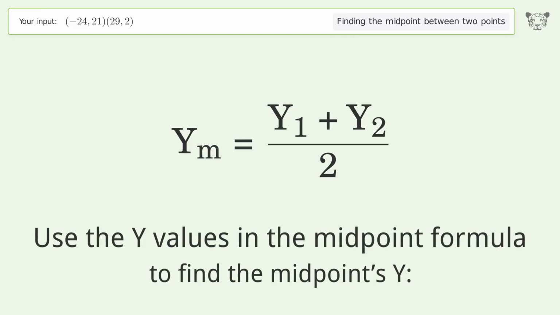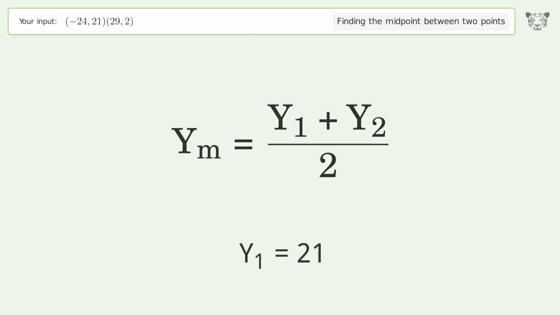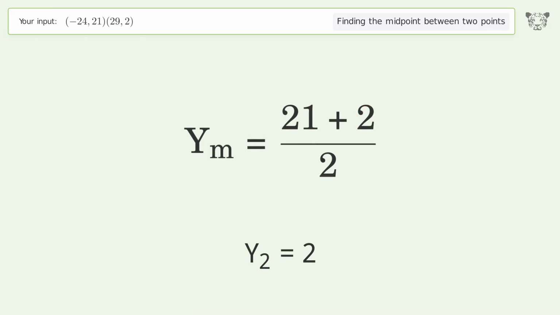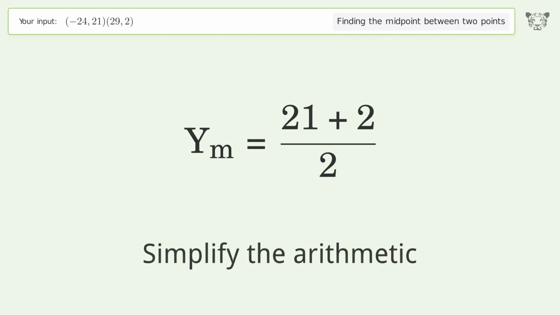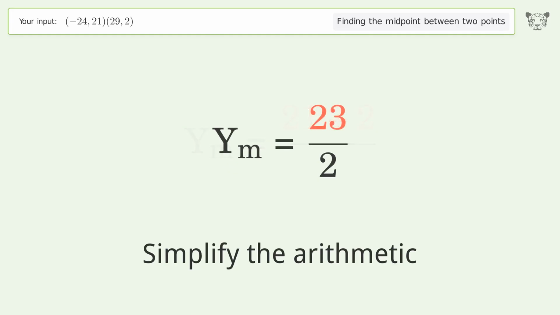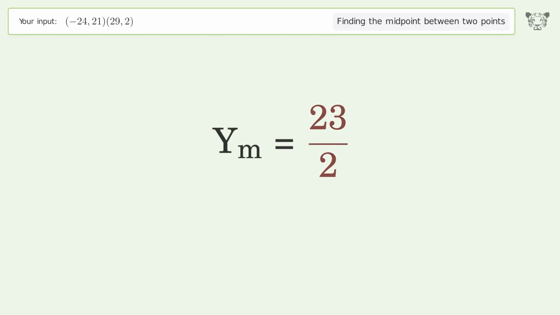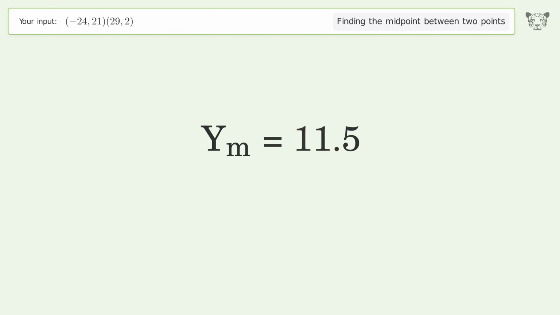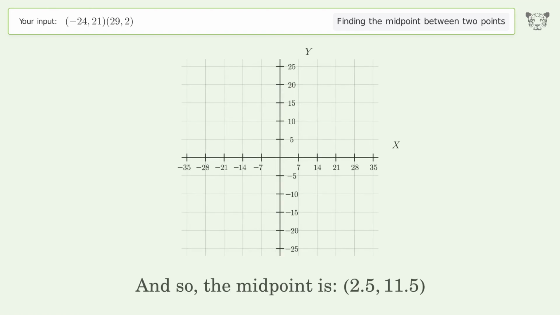Use the y values in the midpoint formula to find the midpoint's y. y1 equals 21. y2 equals 2. Simplify the arithmetic. And so, the midpoint is 2.5, 11.5.